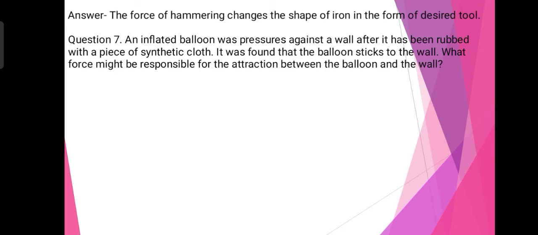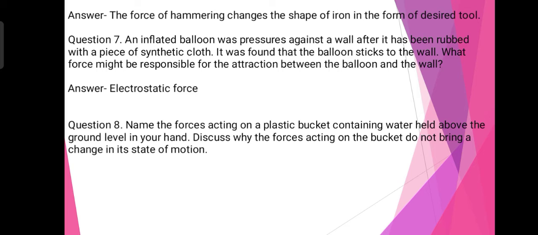Question number 7. An inflated balloon was pressed against a wall after it has been rubbed with a piece of synthetic cloth. It was found that the balloon sticks to the wall. What force might be responsible for the attraction between the balloon and the wall? The force responsible for this attraction is electrostatic force.